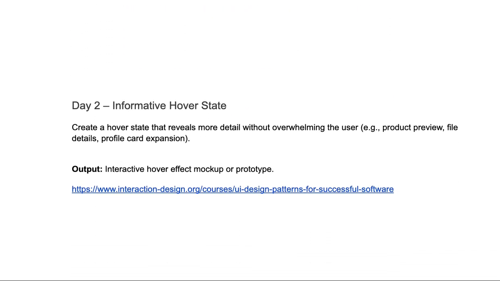Day 2, create an informative hover state. So make a hover state that reveals more detail without overwhelming the user. It could be a product preview, file details, profile card expansion, and think about how it makes things shift around it. Really contemplate what it means for that thing to change visually, and how size and animation impact everything around it.